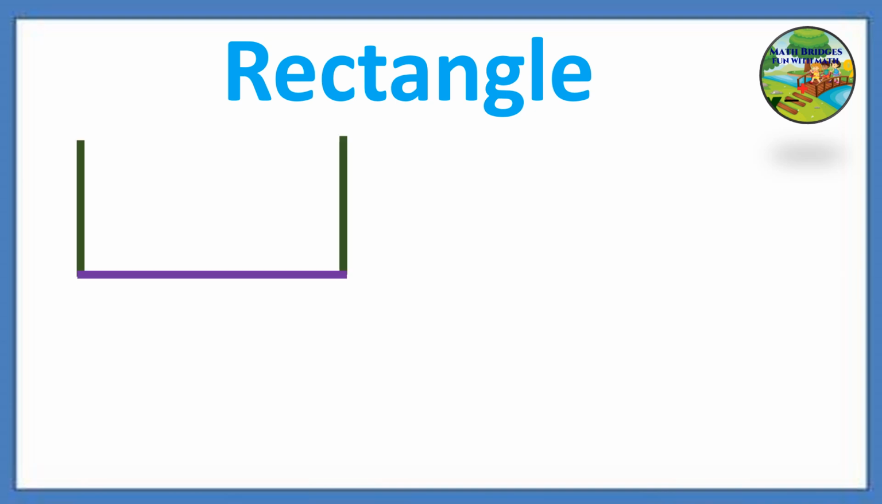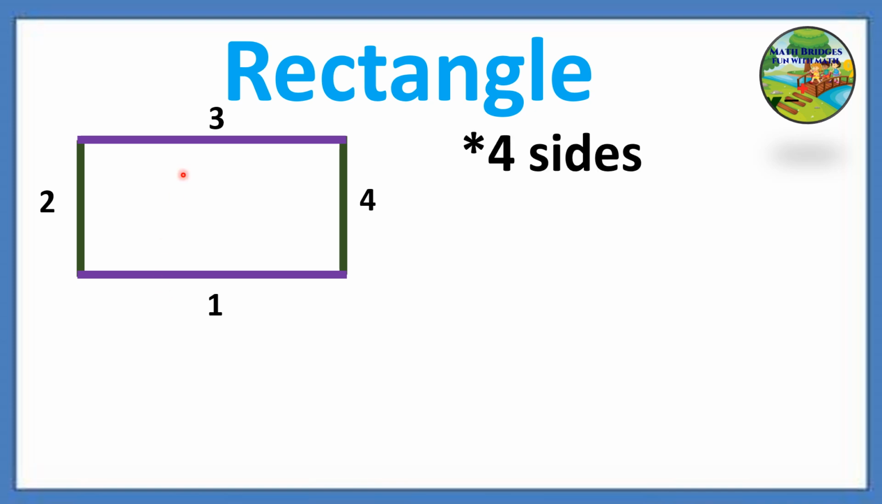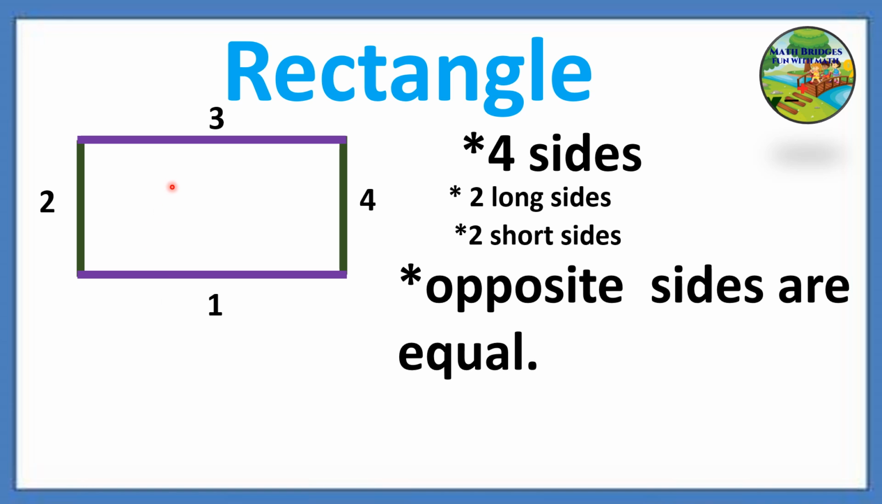Now let's see about rectangle. You can see here the lines, the green color and the purple line, straight lines, 1, 2, 3, 4. So rectangle has how many sides? 4 sides. Now if you observe, 1 and 3 are purple color sides, the 2 long sides, and 2 and 4, green color lines, are short sides. That means in a rectangle, opposite sides are equal. Opposite sides are equal in a rectangle.